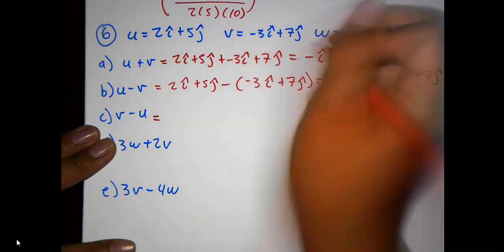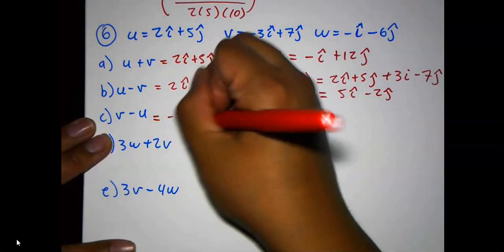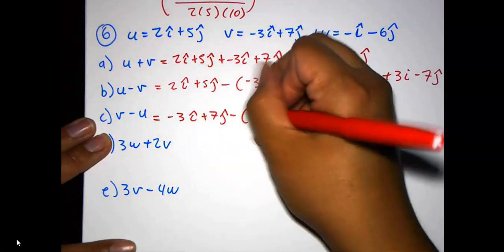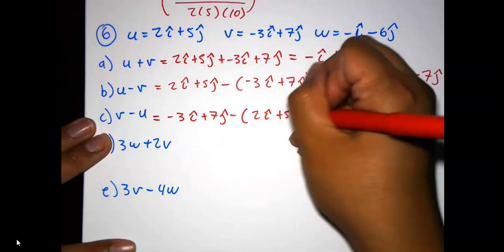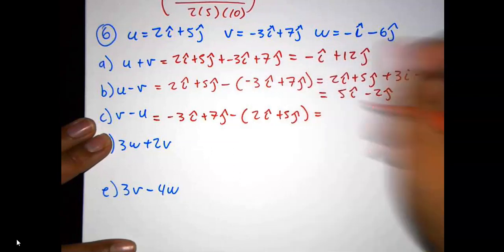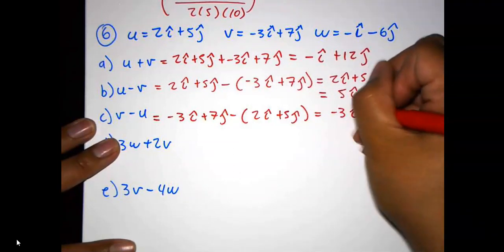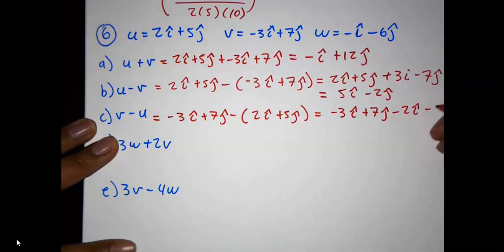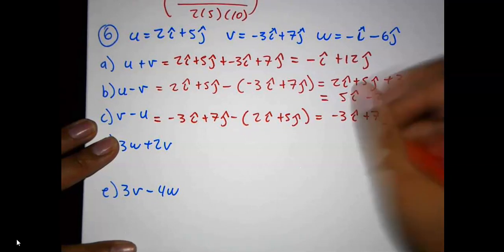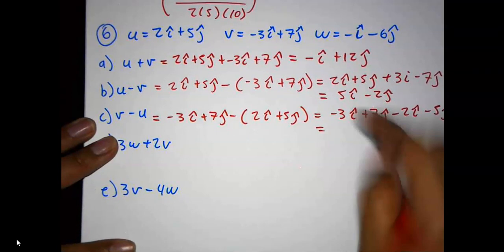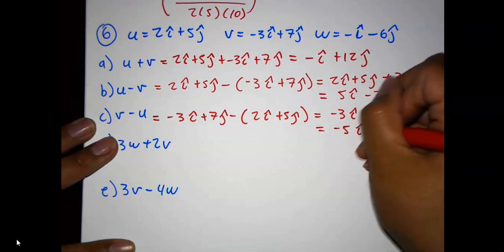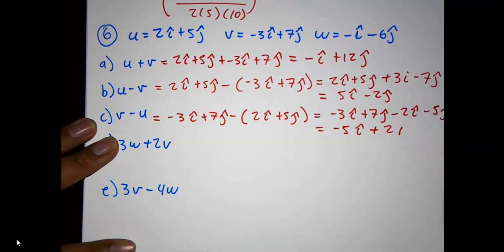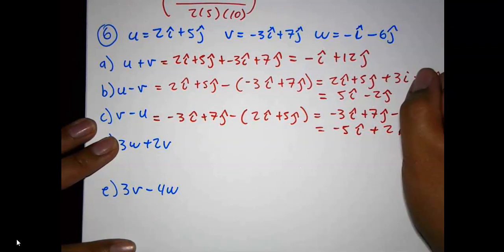Next one, I got b. So now I got negative 3i plus 7j minus 2i plus 5j. But just like before, I'm going to distribute the negative. So it's going to become minus 2i minus 5j. So negative 3, negative 2 becomes negative 5i. 7 minus 5 becomes positive 2j.